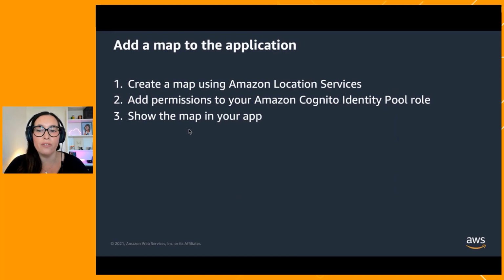Using the location service, we will need to modify the Cognito identity pools that we created earlier to add permissions to our application to be able to display that map. Because, as you know, all resources in AWS are born without permissions. So we need to be very clear and give the permissions to, in this case, the Cognito identity pool to access this map provider and display the map. So let's go step by step and see how we can do this.